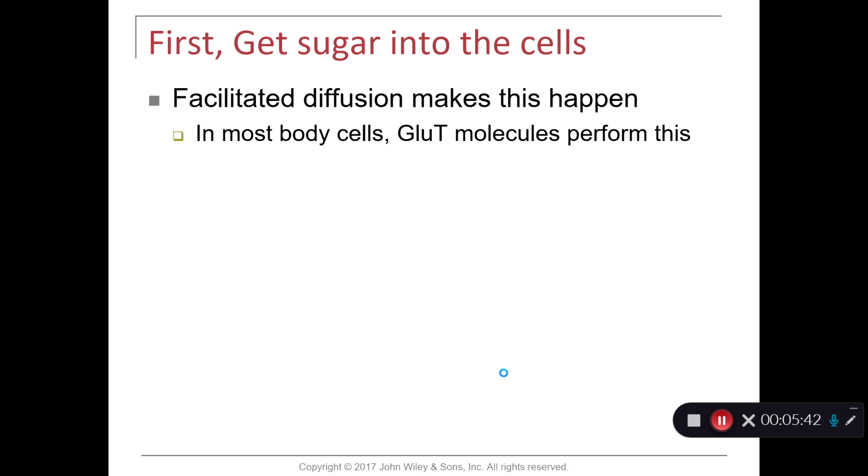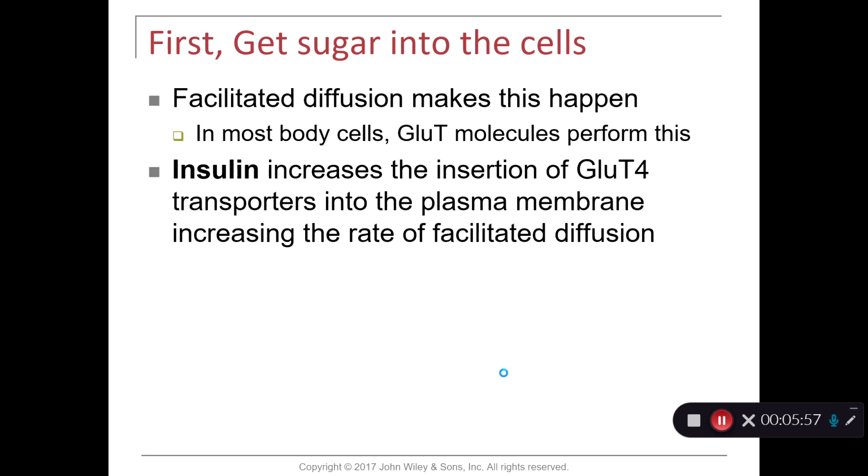Now, in order for any of this metabolism to occur, you do need to get that glucose into the body at first. And in order to do that, the majority of the cells need you to have insulin. Insulin increases the GLUT4, which allows GLUT4 to transport that sugar across.